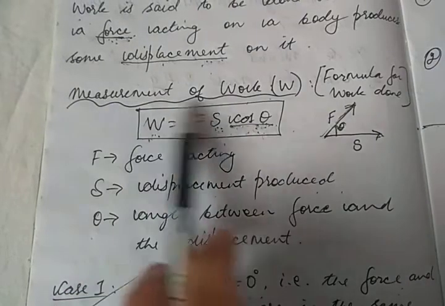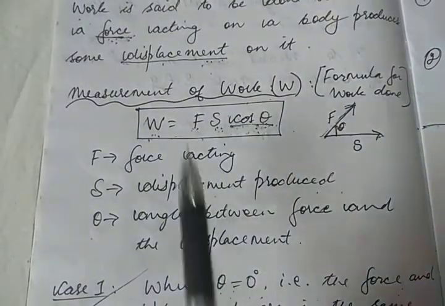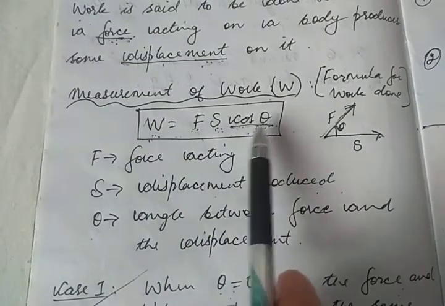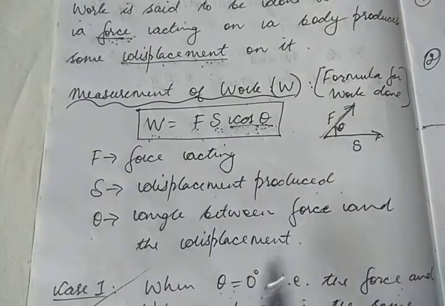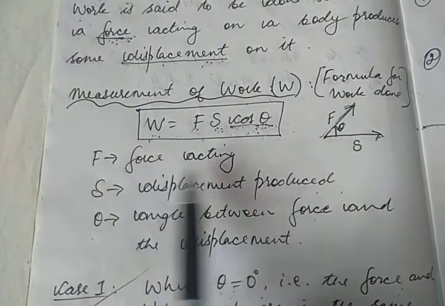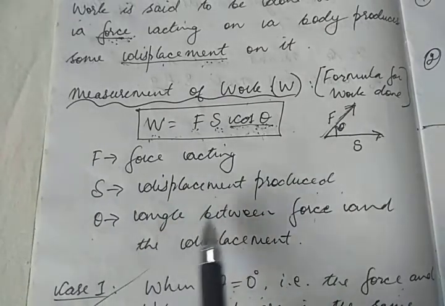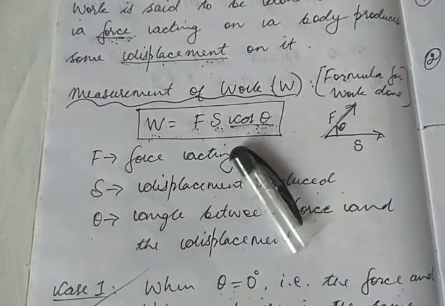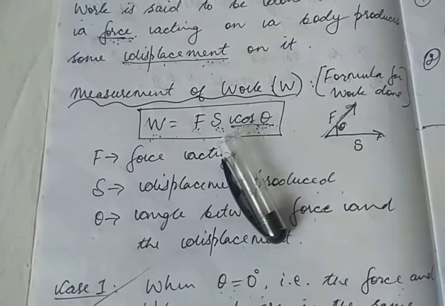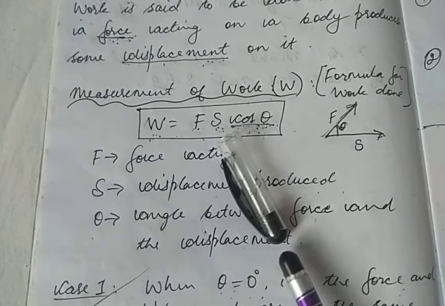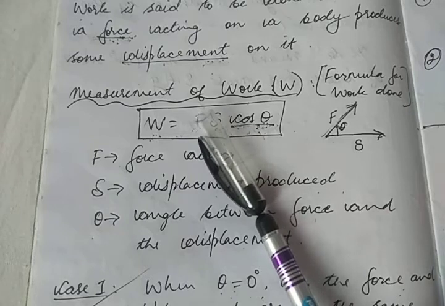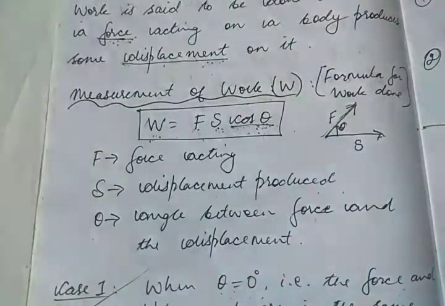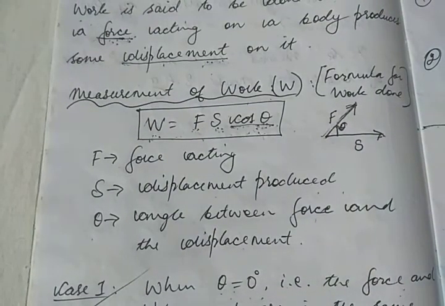Now, measurement of work. How is work measured? Work is the product of the force acting, the displacement produced, and the cos of the angle theta between the force and the displacement. F is the force acting, S is the displacement produced, and theta is the angle between the force and the displacement. When force is acting on a body, it's not necessary that the directions are the same. In this case, I'm pushing the pen cover, so the direction of the force and the direction of the pen cover's motion are the same, but it's not always true.